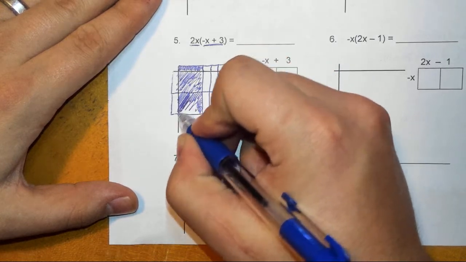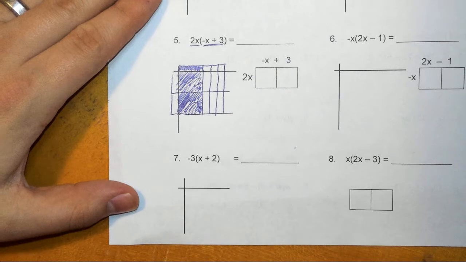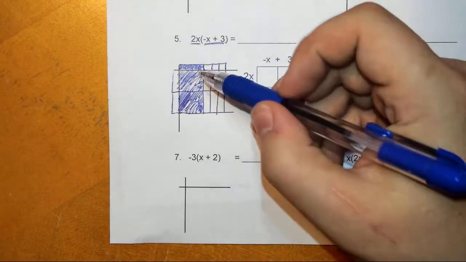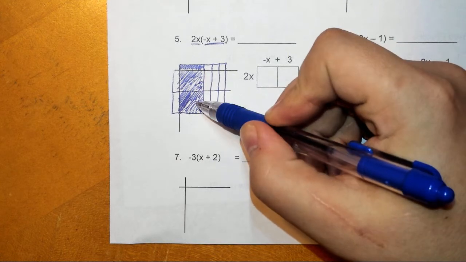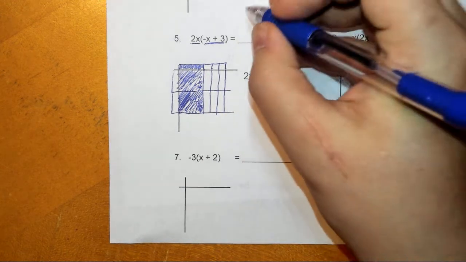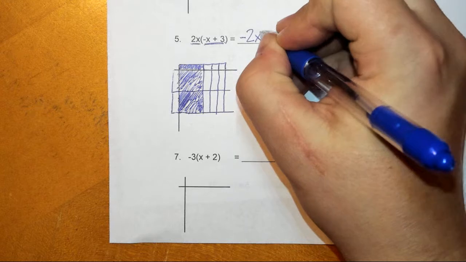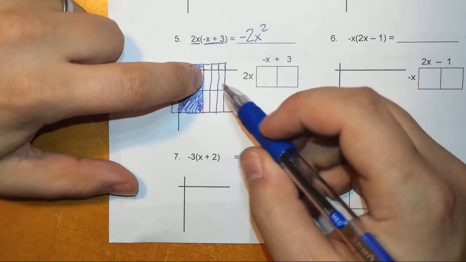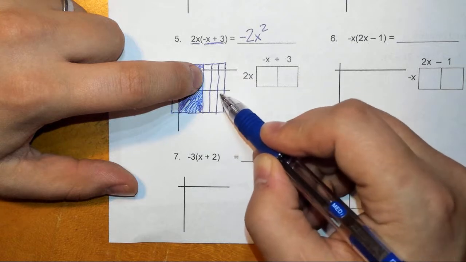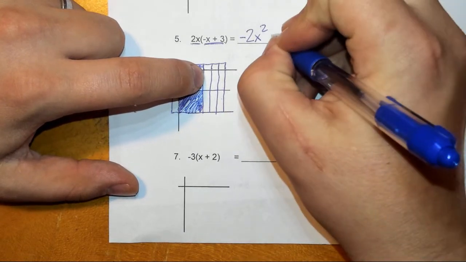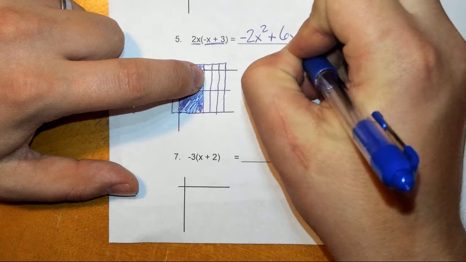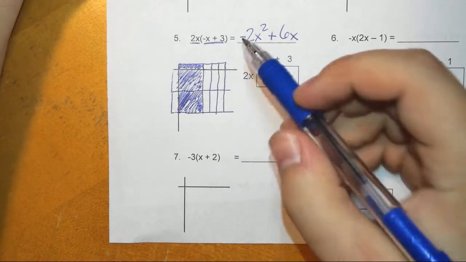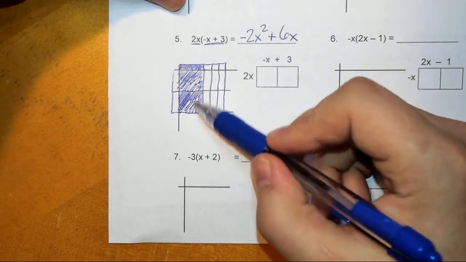Okay, so you got to be careful what the signs are when you're doing these too. Now we're ready to actually look at what the result is. So here I've got 1 big one, 2 big ones, but they're both negative. So that's negative 2x squared. Right here I've got 1, 2, 3, 4, 5, 6 of my skinny tiles, and they're all positive, so that's plus 6x. So we got 6 of the skinny ones, 2 of the big ones.